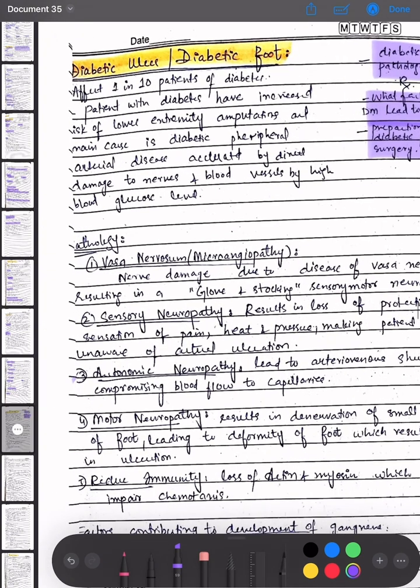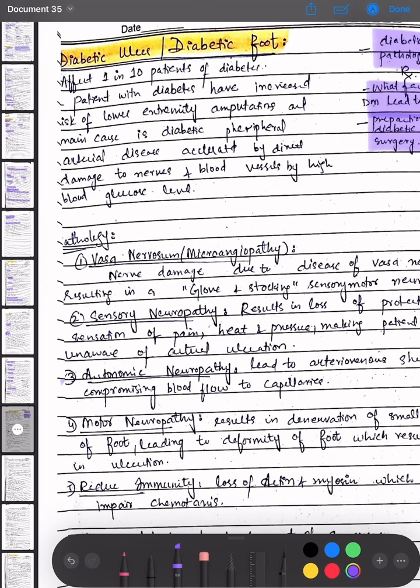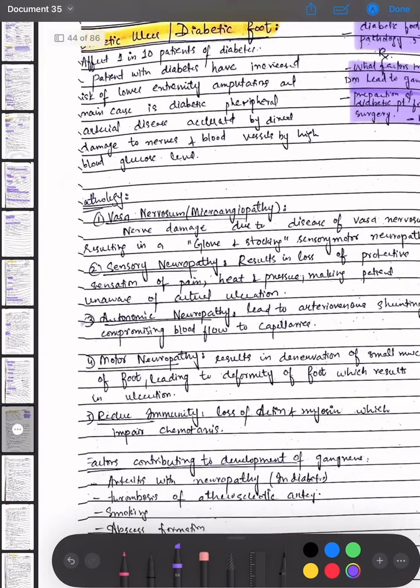Diabetic ulcer affects 1 in 10 patients with diabetes. Patients with diabetes have an increased risk of lower extremity amputations, and the main cause is diabetic peripheral arterial disease, accelerated by direct damage to nerves and blood vessels by high blood glucose levels. Now, what is the pathology?